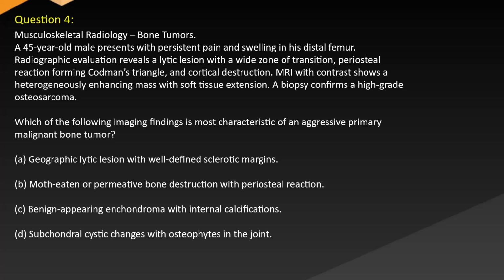A. Geographic lytic lesion with well-defined sclerotic margins. B. Moth-eaten or permeative bone destruction with periosteal reaction. C. Benign-appearing enchondroma with internal calcifications. D. Subchondral cystic changes with osteophytes in the joint.